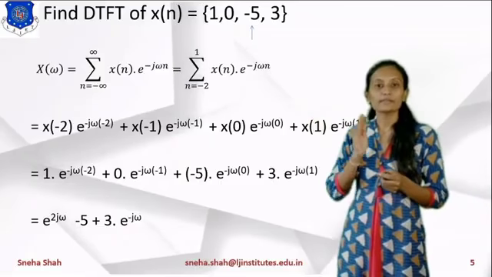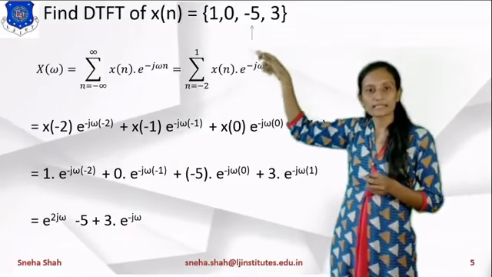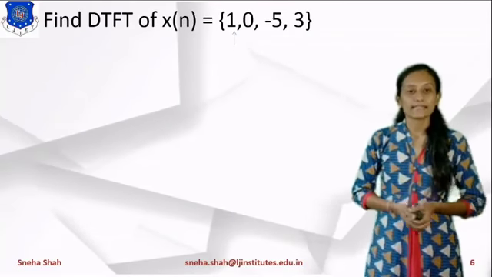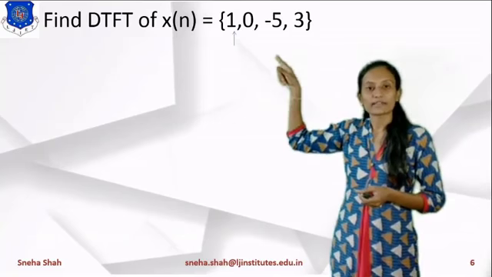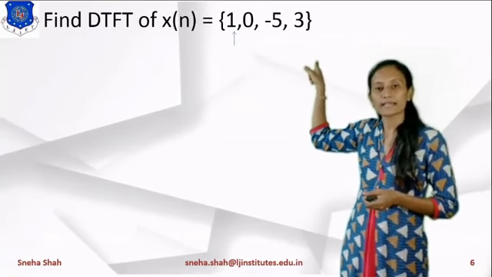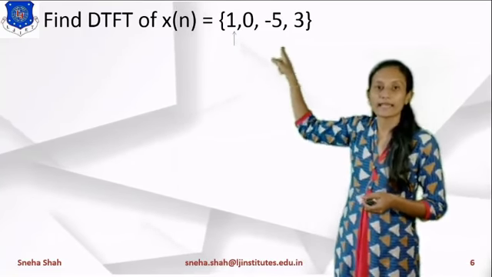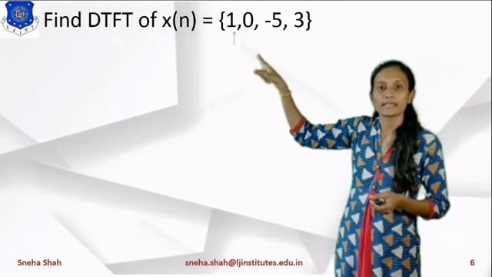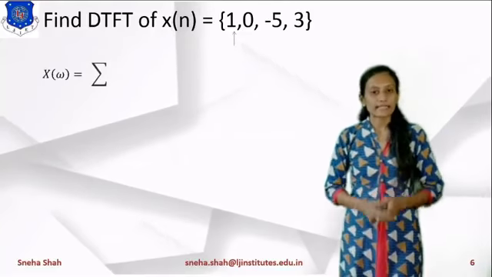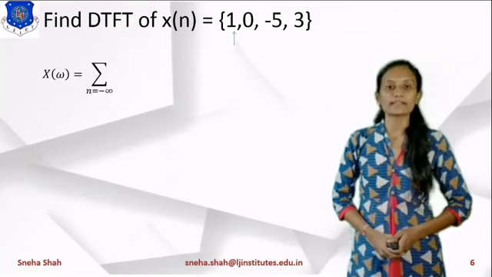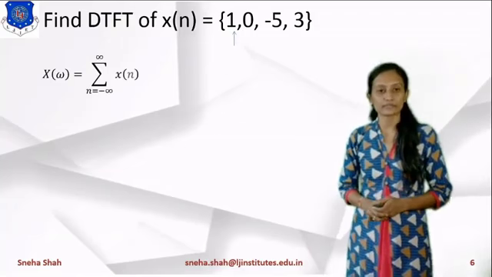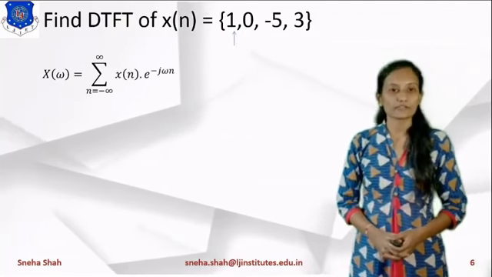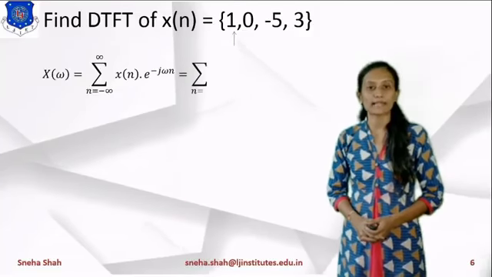Now according to the change of the position of this arrow, the answer will change. So the next example is find DTFT of x of n equals 1, 0, minus 5, 3. In this you can see that the arrow is written below the first term instead of minus 5. Starting with the equation of DTFT, X of omega equals summation n equals minus infinity to infinity x of n into e raised to minus j omega n.